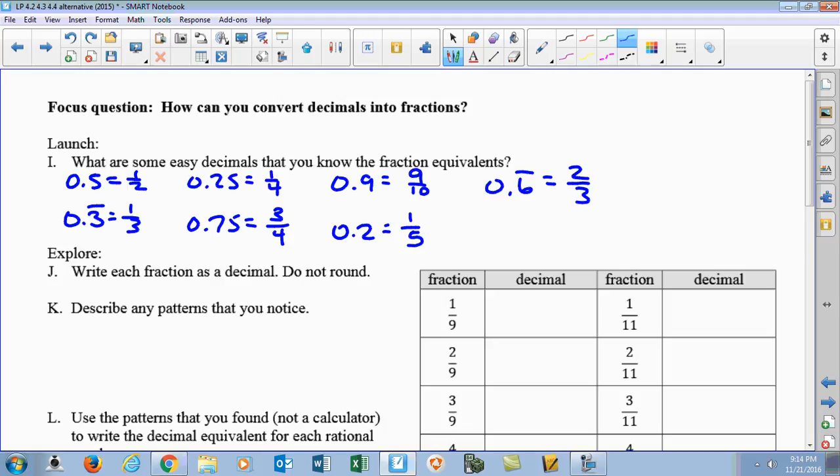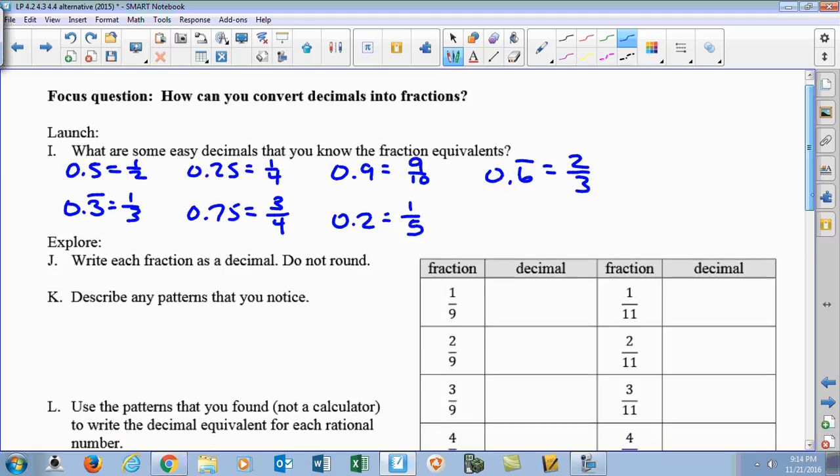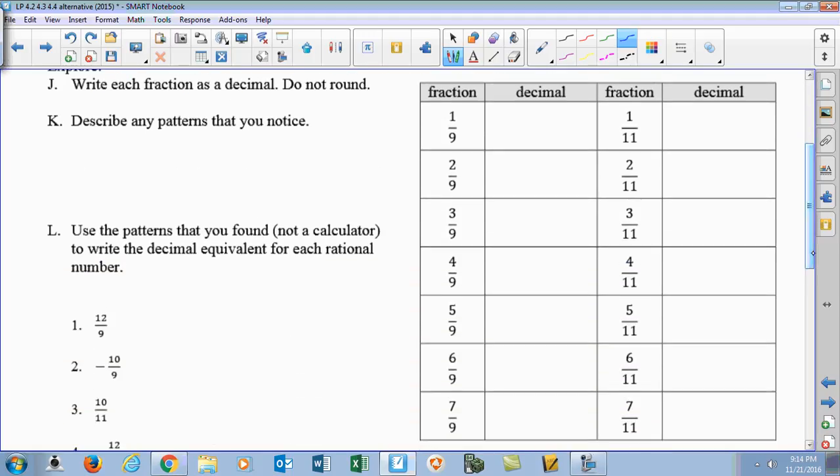So it says write each fraction as a decimal. Do not round. And then let's describe any patterns that you notice. So what we're going to do here is this table on the right-hand side. You're going to use your calculator and find the decimals of all the fractions on the left side that have 9 as a denominator, and then the ones on the right-hand side that have 11 as a denominator. You're going to fill those decimals in, and then see if you notice any patterns. So we're going to pause the video right now, and I want you guys to work on that. So hit pause.